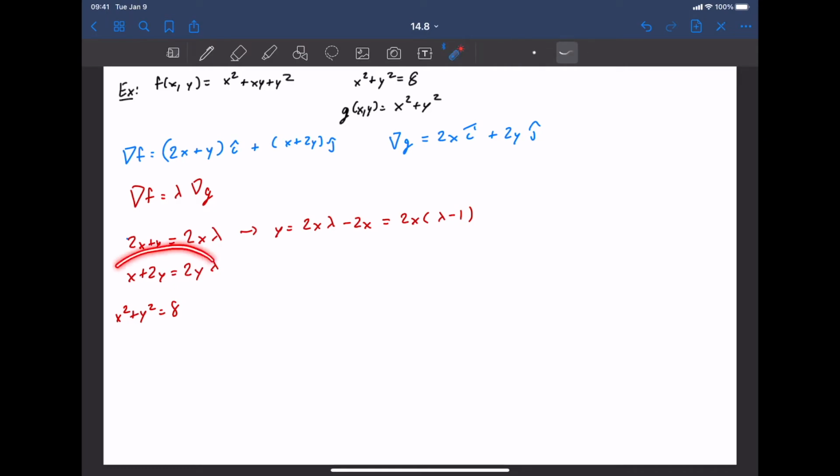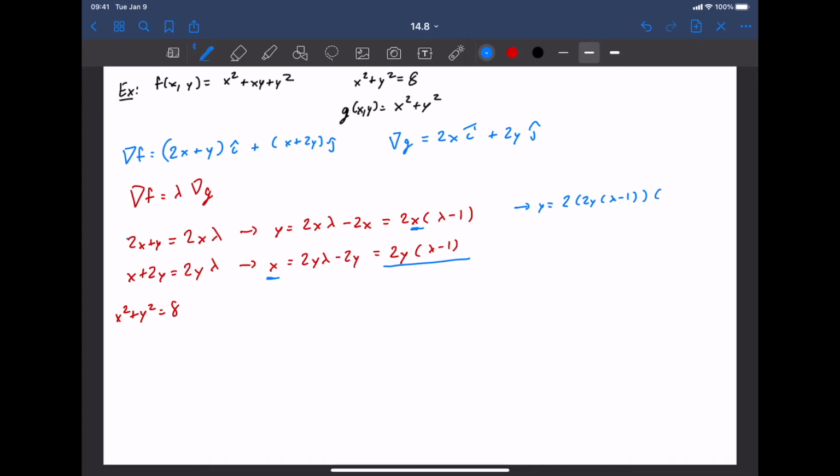You can notice that down here, the same thing's happening with the y's. So I can solve for x and get 2y lambda minus 2y, which is 2y times lambda minus 1. Now I'm going to take this x value and replace it with this x value over here. So I'm going to get y equals 2 times 2y times lambda minus 1 times lambda minus 1. You could have done the same thing with x's, but careful.